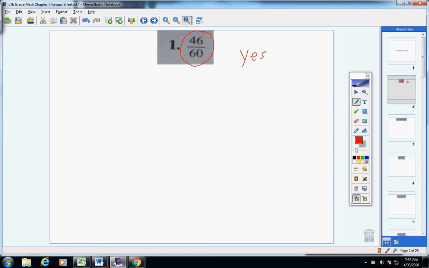Let's see. Both of these are even numbers, so I know that 2 will go into both these numbers. So I'm going to divide the top and the bottom by 2. 46 divided by 2 is 23. 60 divided by 2 is 30. And that's it, guys. 23 is what we call a prime number. Nothing goes into 23 but 1 and itself. And that's it. So this fraction cannot be reduced anymore. So there we go. Problem number 1 finished. Moving on to number 2.